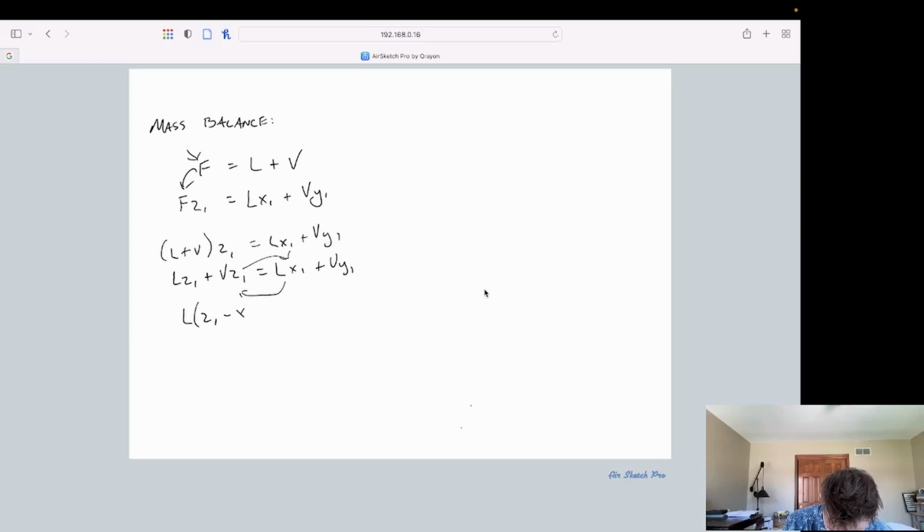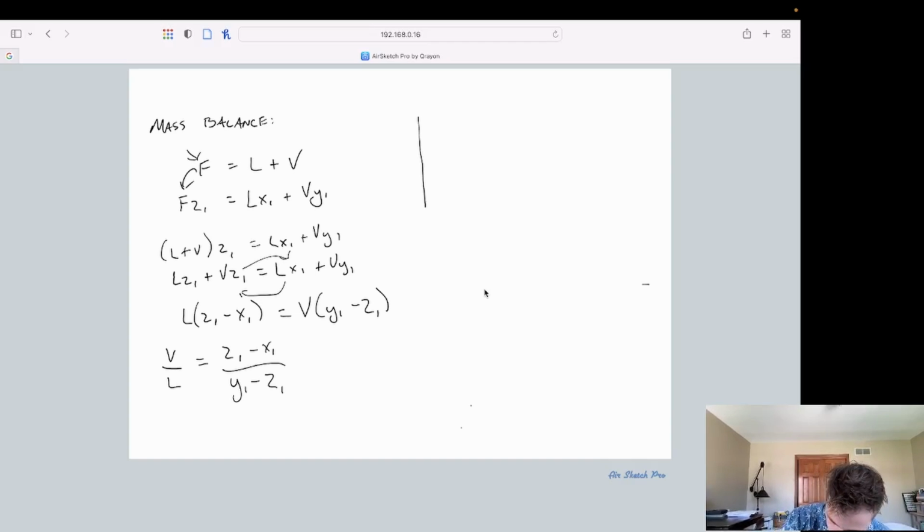minus x1 equals, bring out the V for moles in the vapor phase. It's going to be y1 minus z1. So this is setting the phases to each side, because now we can set our equation to say that our vapor to liquid ratio is going to be z1 minus x1 over y1 minus z1.